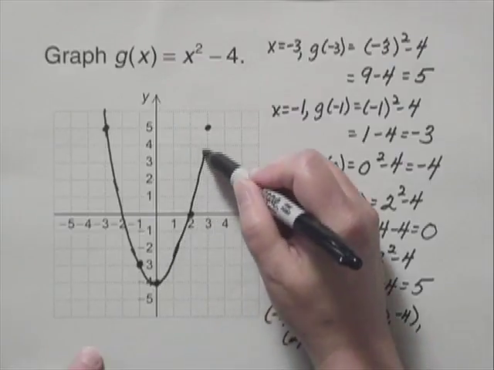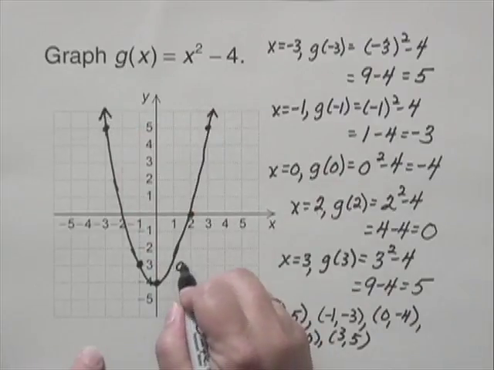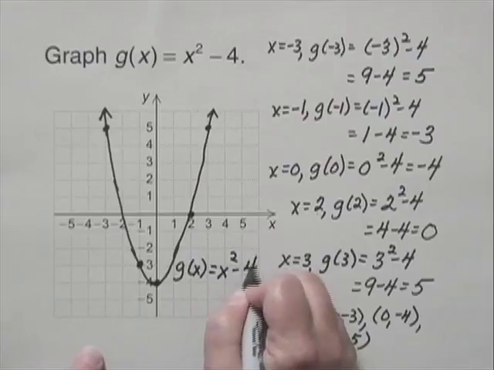This is a parabola that opens up. And then we'll label the graph. G of x equals x squared minus 4.